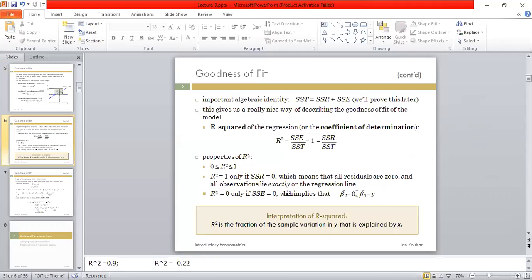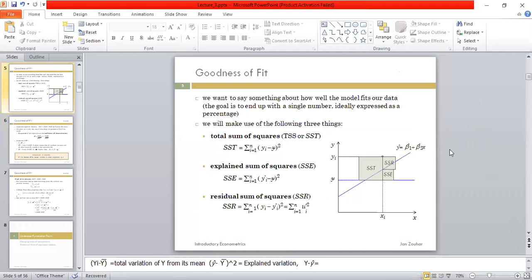Think about it. Then what is beta 1 hat? If you have this line, y hat equals beta 1 hat plus beta 2 hat x. If beta 2 hat is 0, then what is y hat? It's beta 1 hat. Exactly. y hat would be beta 1 hat and y bar will also be beta 1 hat, and this part is not explaining. x is not explaining anything. That is the crucial point.